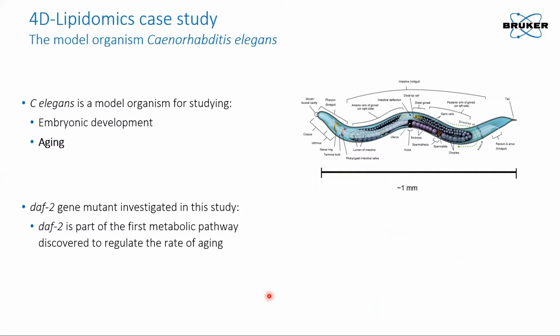So I'd like to show you how this workflow can be employed for the analysis of biological samples. And in this case, we're looking at C. elegans as an example. So C. elegans is a model organism which can be used to study aging. And in this particular study, we compared the wild type C. elegans to a DAF2 gene mutant. And the DAF2 mutant is one which is known to regulate the rate of aging. So here we wanted to see what the differences in the lipidomics profiles of these 2 strains were.